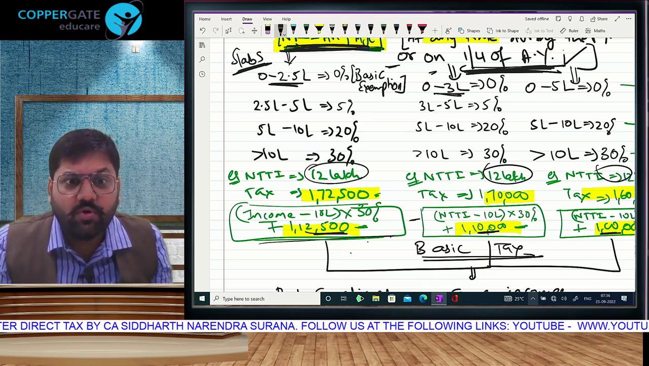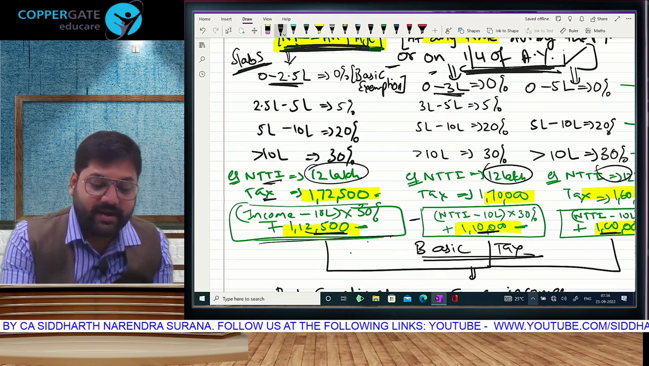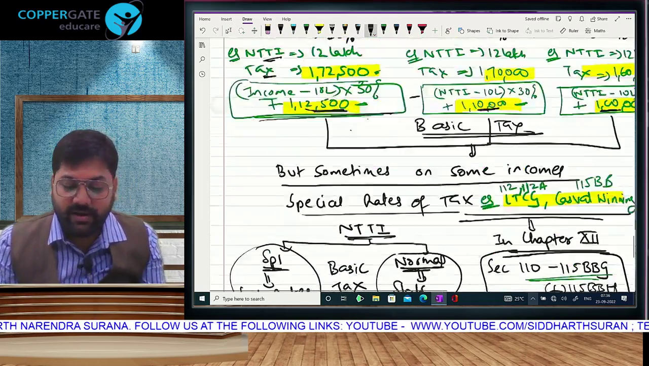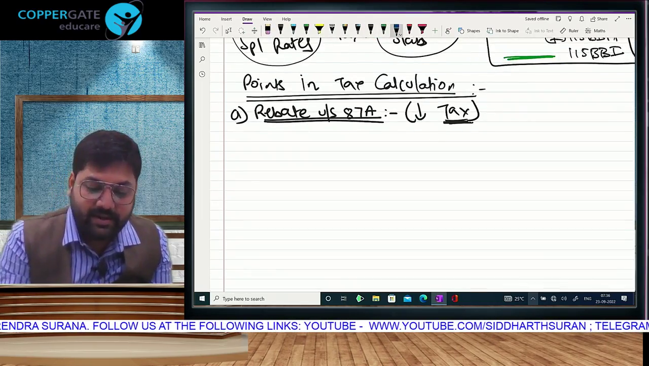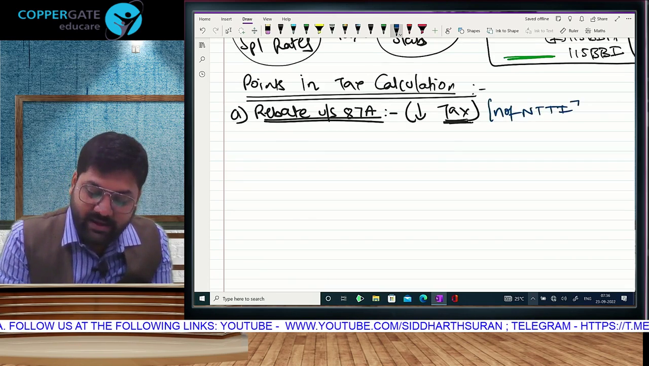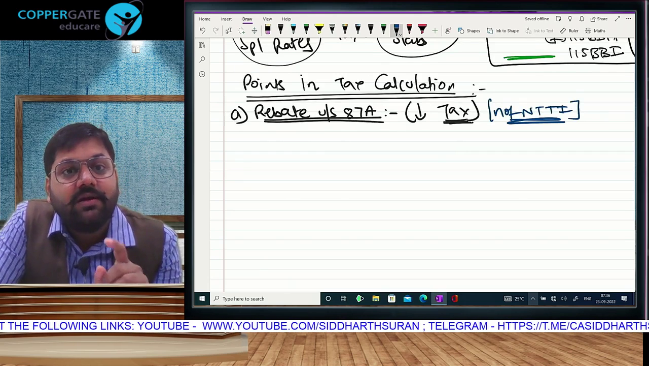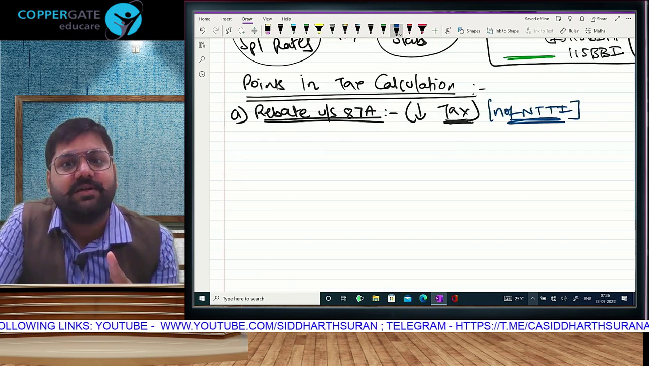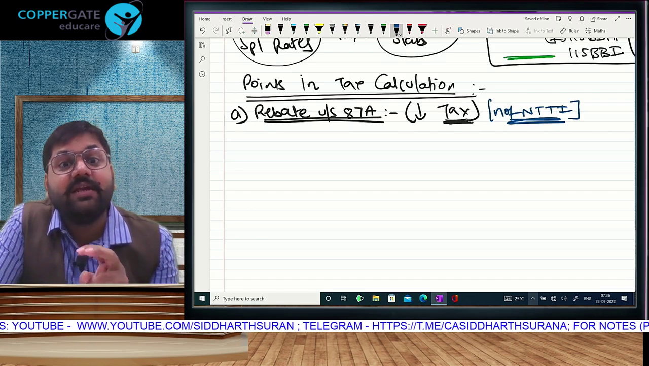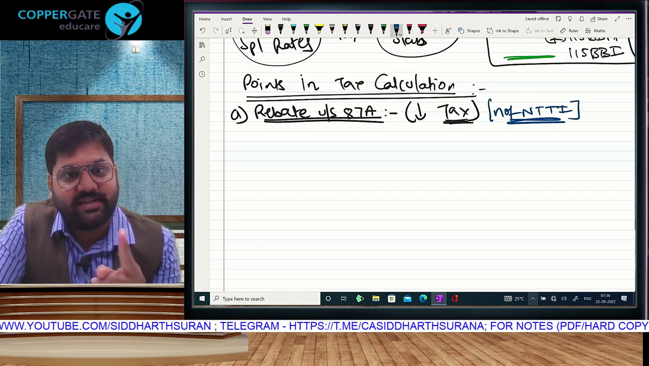Friends, you don't have to subtract it from your income. You have to subtract it from your tax. We are going to give you a rebate from your tax liability, not from your NTTI. Let me be clear. Rebate is subtracted from tax, not from income. If there is an exemption, we don't take it in the income. If there is a deduction, we take it in income and subtract from income, like chapter 6A.